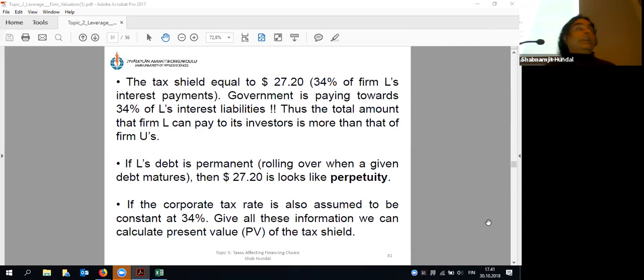And how do you find it? The formula would be the annual income divided by the rate of interest. If the 27.20, if the company's capital structure doesn't change, its D and E remain the same, this 27.20 would be like a perpetuity. It's coming all the years, for the rest of the life. And if the corporate tax rate also remains 34%, then what happens?